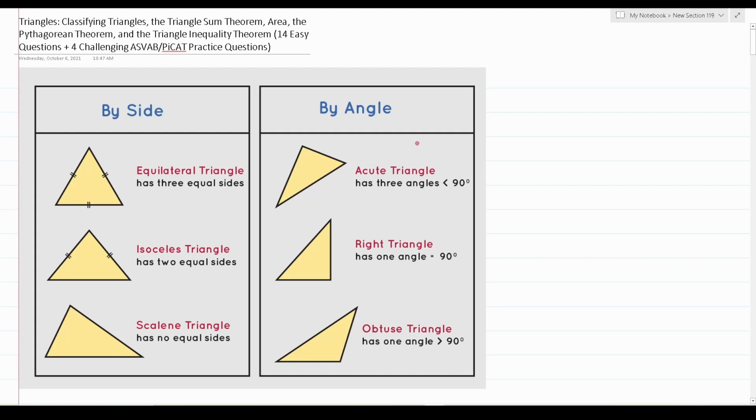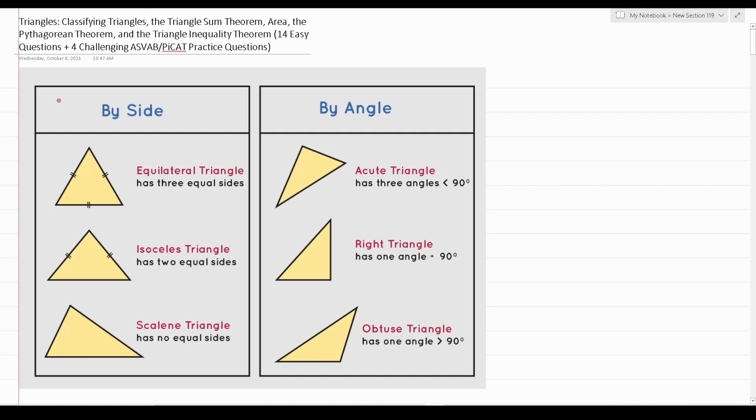Not surprisingly, we're going to start today's video by working on classifying triangles by their side lengths, as well as by the measure of their angles. And let me say this, believe it or not, something as simple as this can actually show up on the ASVAB or PiCAT. So with that in mind, let's take a look at these definitions here.